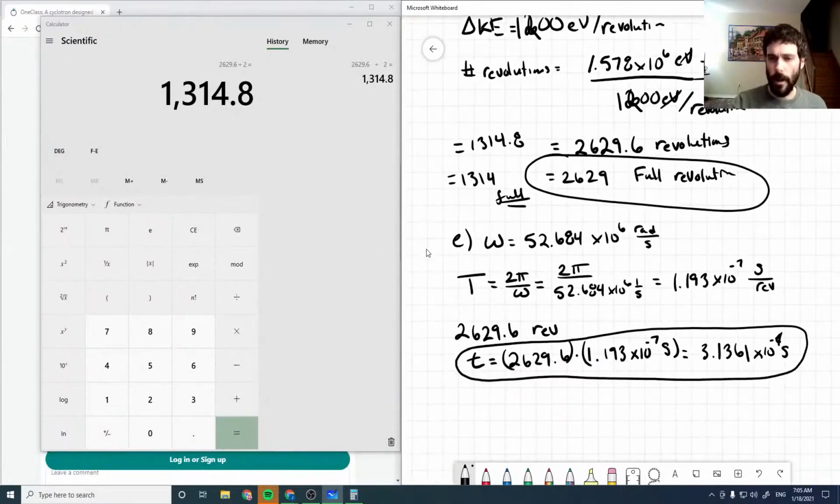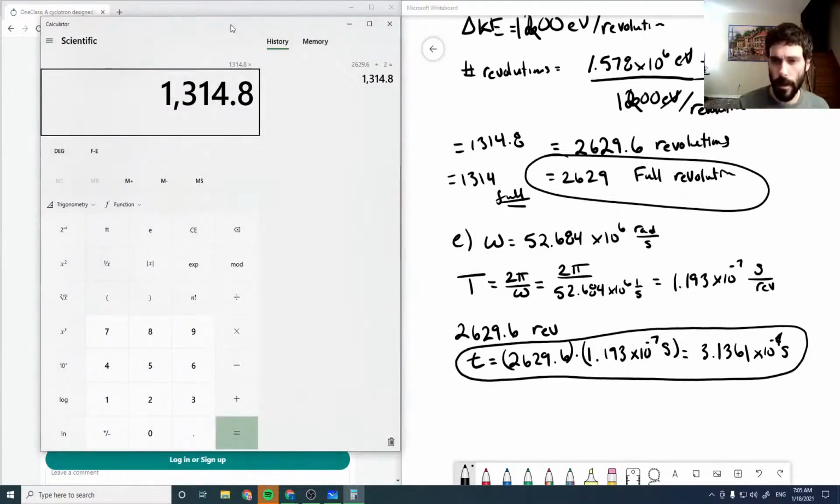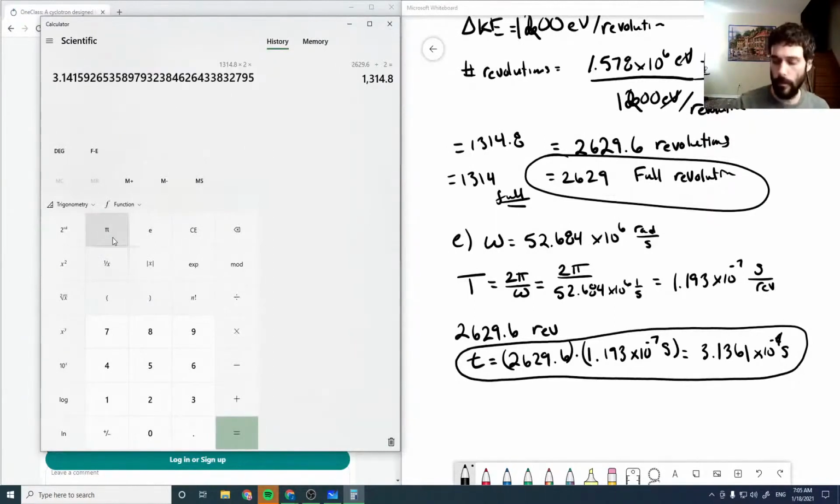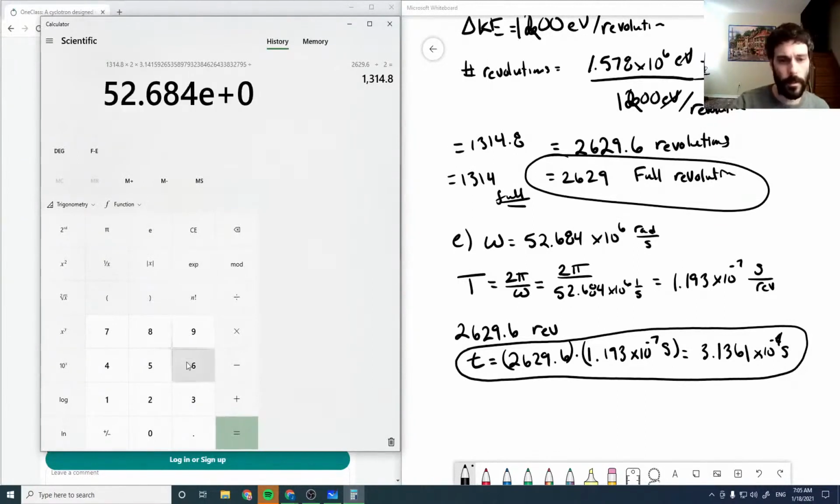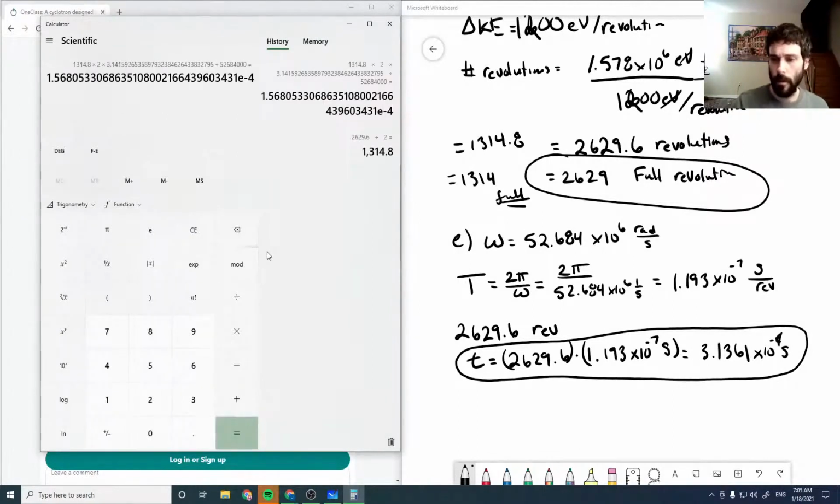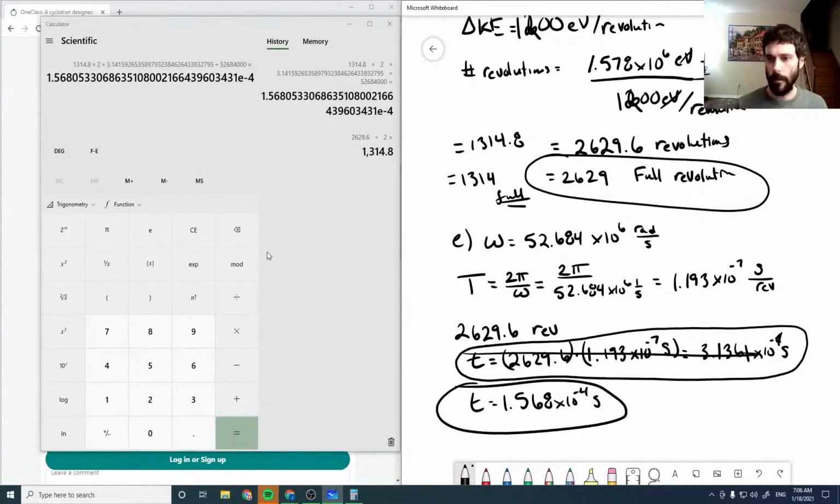And then the time spent will just be this value times our 2 pi and divided by our frequency, which is 52.684 times 10 to the 6. So then our time will actually just be 1.568 times 10 to the minus 4 seconds. Not these values.